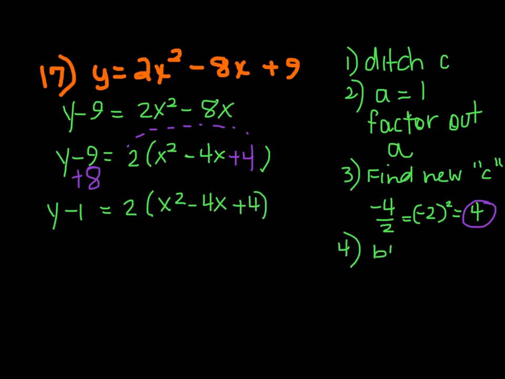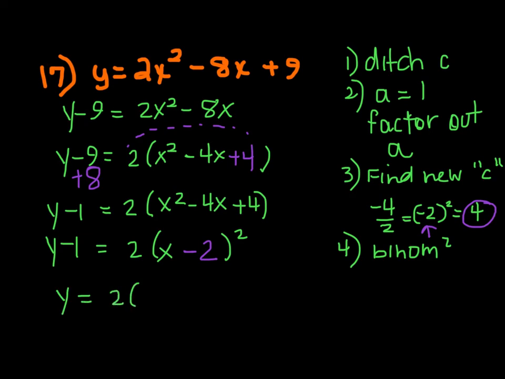I'm going to create the binomial squared. So this is y minus 1 equals 2 times the binomial squared. And remember, this number, b divided by 2, plops in here. And then x goes first. I'm going to add 1. And I've done it. Please complete the front of that worksheet.